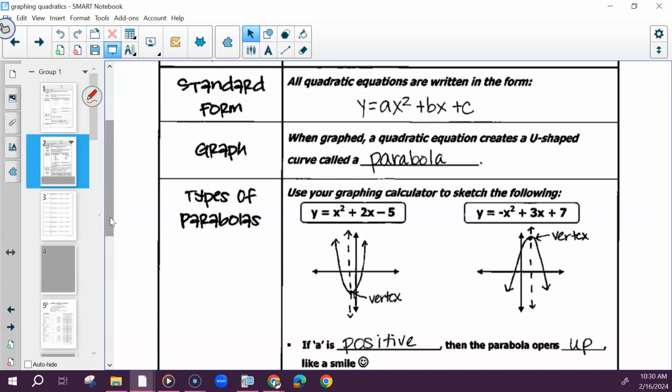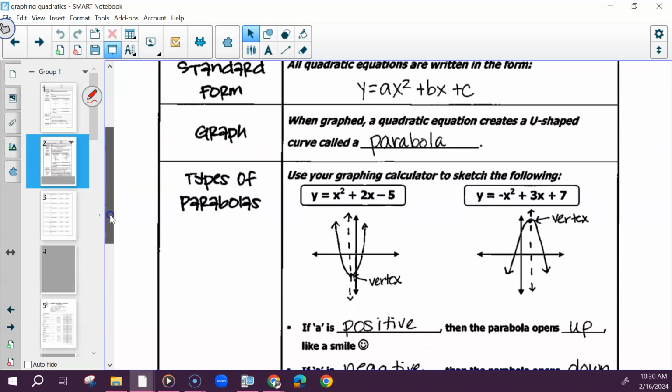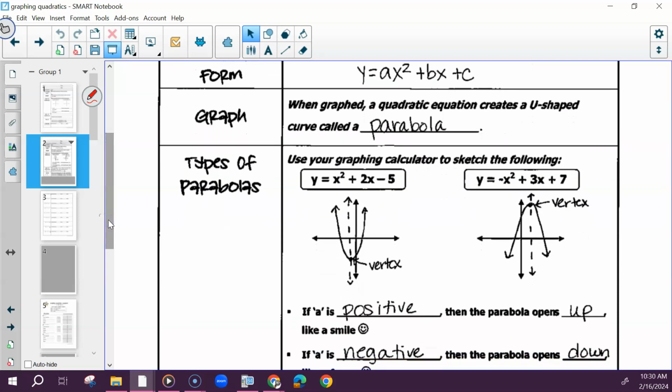And then to the best of your ability, I want you to draw a rough sketch of these two. Doesn't have to be perfect. Just make sure you have some U shape that's facing up, and that you have a dotted line going through the middle, and a point at the bottom, and call it the vertex. And then the same thing for the other one, but flipped upside down.